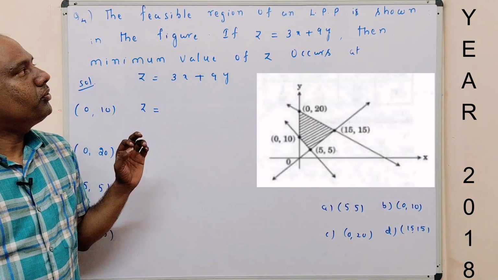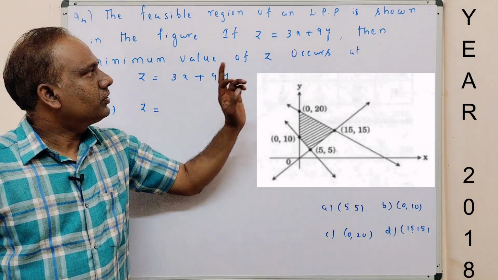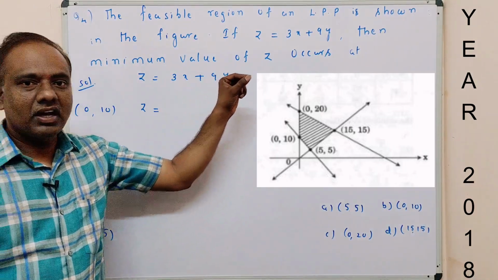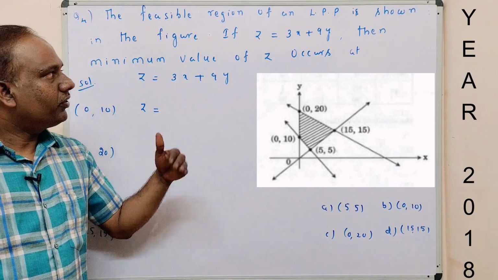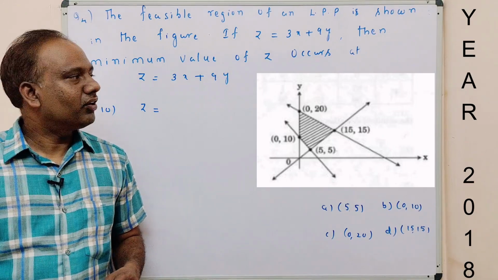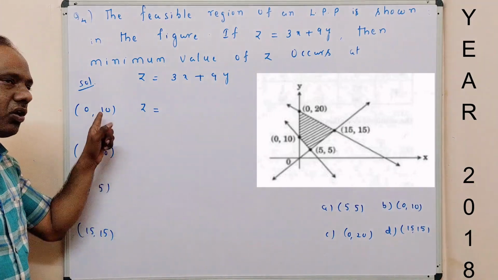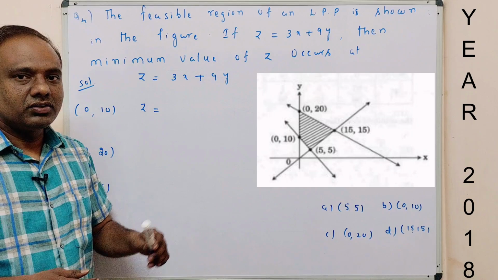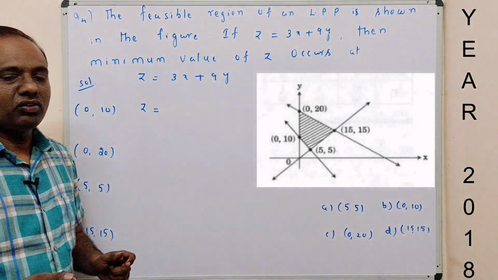The question is: the feasible region of the LPP is shown in the figure. If z is equal to 3x plus 9y, then the minimum value of z occurs at. Actually, it is the figure. So here we can calculate where it is minimum. First, in the diagram, these are the corner points. Just substitute these points in the objective function, so there we can get the minimum value. That we need to calculate here.